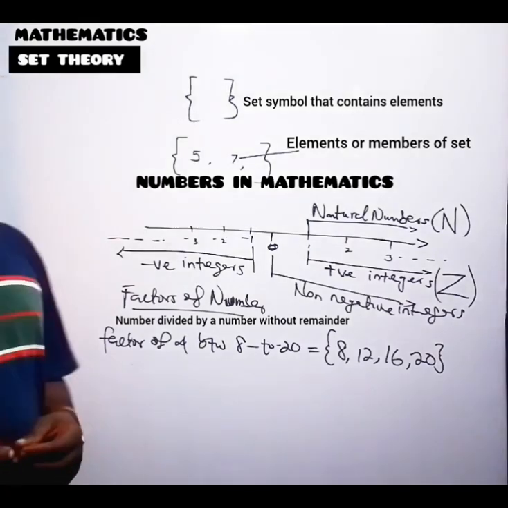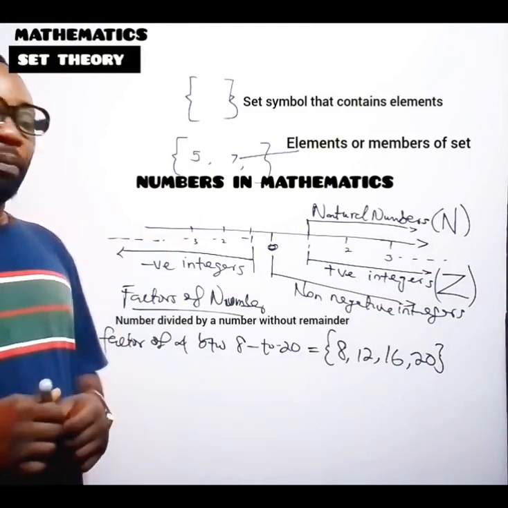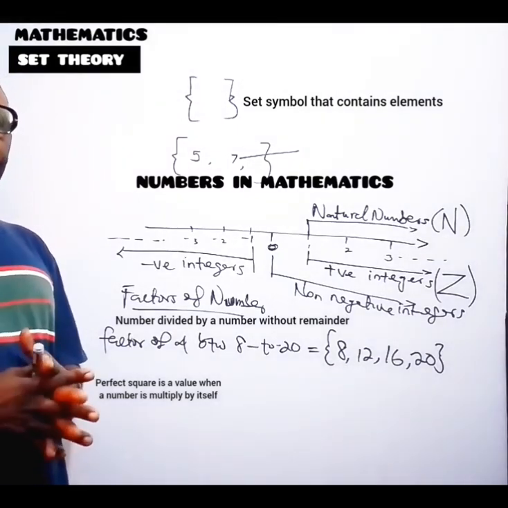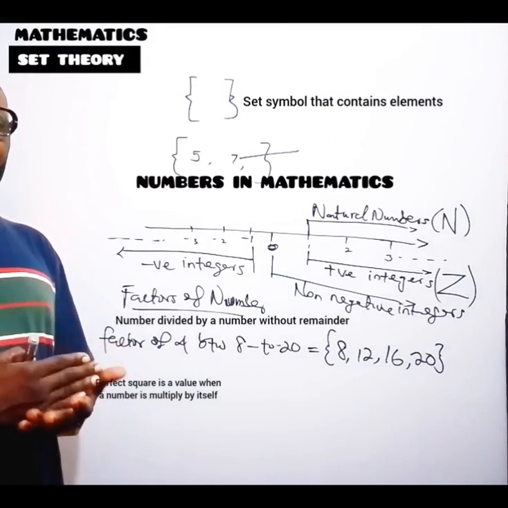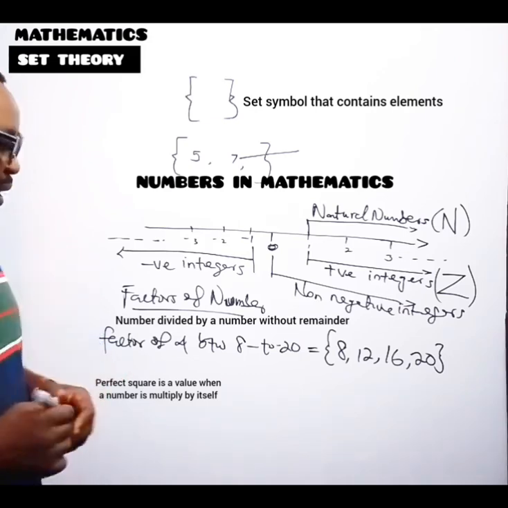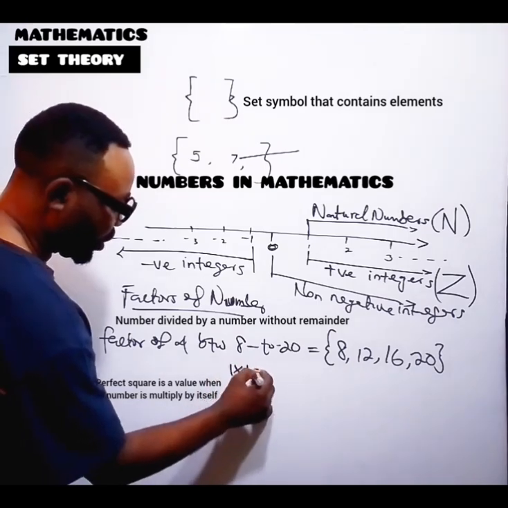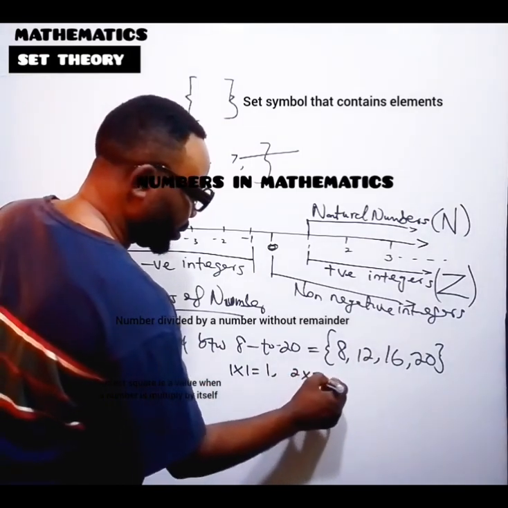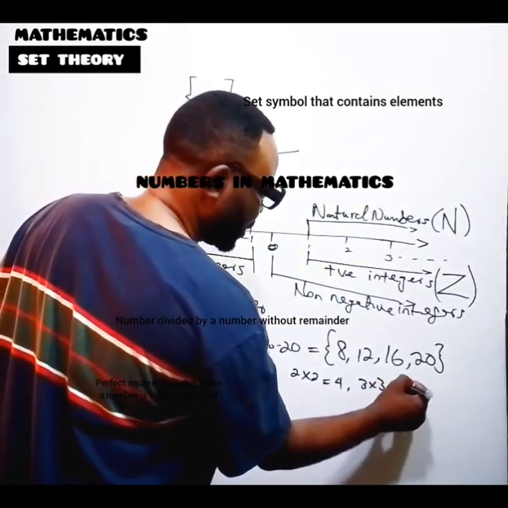Another number we are going to talk about here is called a perfect square. How do you identify a perfect square? A perfect square is identified by multiplying every number by itself. When you multiply every number by itself, the value it gives you is called the perfect square. For instance, 1 times 1 will give us 1. 1 is a perfect square. If you have 2 times 2, that will give us 4. If you have 3 times 3, that will give us 9.